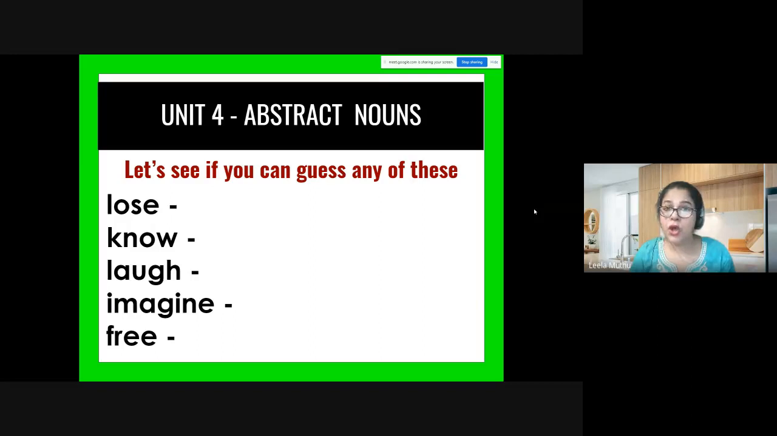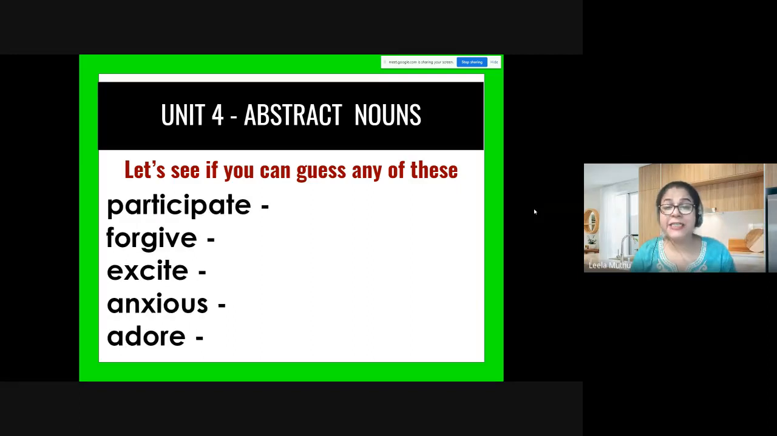Lose, loss. Know, knowledge. Laugh, laughter. Imagine, imagination. Free, that's easy. Freedom. Participate, participation. Forgive, forgiveness. Excite, excitement. Anxious, anxiety. Adore, adoration.